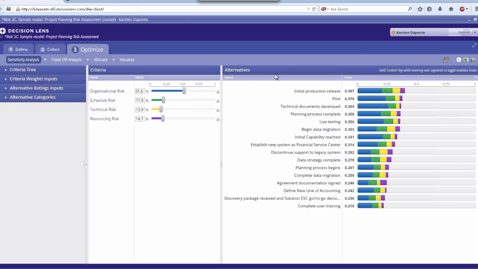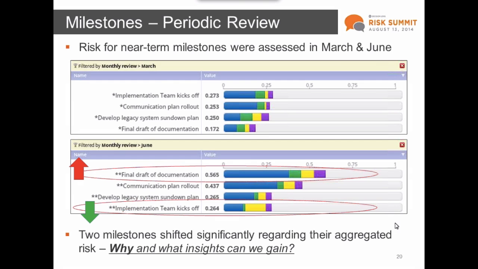I've drawn together some slides to help me illustrate this point. Let's say, for example, that at a point in time we want to focus on how the risk is shifting for milestones that are coming due in the near term. This slide represents two snapshots of assessed levels of risk for a set of 4 key milestones, all due between May and July. The set on top was assessed in March and the bottom in June.